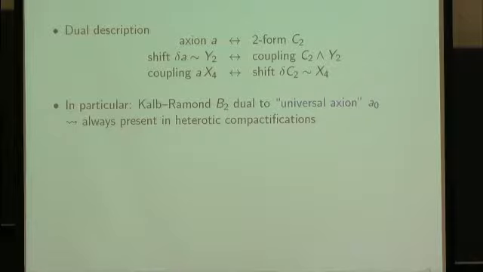Of course, one can also take a dual description in 4 dimensions. I can take the axion and dualize this to a 2-form, which basically says, okay, the axion has a shift which is proportional to this Y2 and a coupling to this X4, and this is just exchanged for a 2-form. So this shifts via this X4 and couples to Y2. That's basically totally the same thing. In particular, of course, in heterotic constructions or generic supergravity, you get this Kalb-Ramond B2 form, and this is a dual axion, which is the universal axion a0, which is always present in heterotic compactifications.